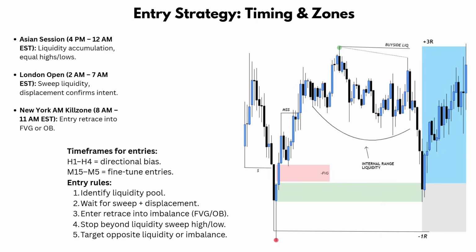Rule number four is to place your stops beyond the liquidity sweep highs or the liquidity sweep lows. And then we target the opposite liquidity or imbalance. We see price left this fair value gap right here and built all this inter-range liquidity. After price clears this prior liquidity pool, price displaces higher and gives us this market structure shift.